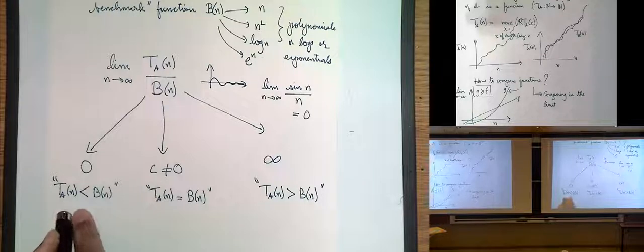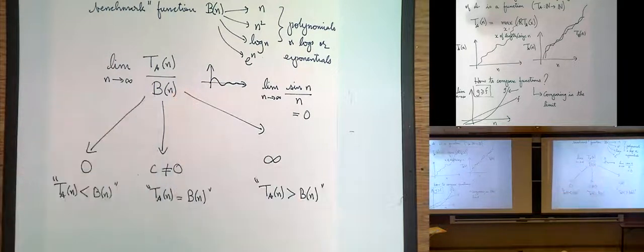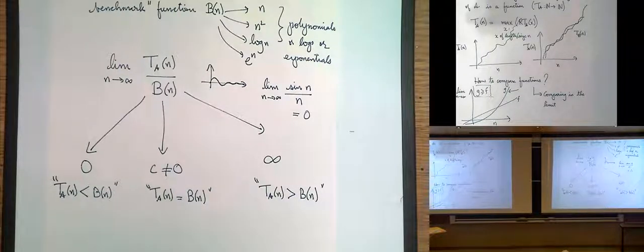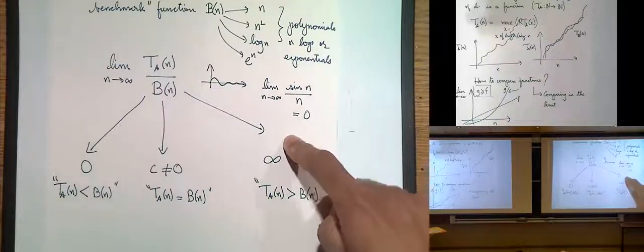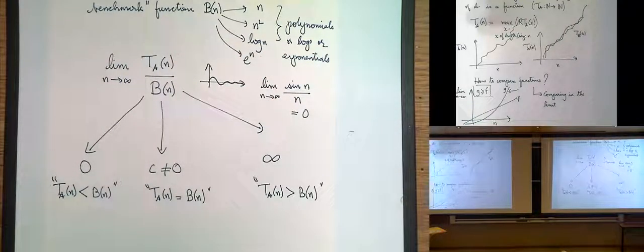But the intuition is if the limit goes to 0, that means the rate of growth of Bn is much larger. So the benchmark is much higher than your function. If the limit is non-zero, but it's a constant, then the rates of growth are basically the same. And in the third case, the rate of growth of T of n dominates the rate of growth of the benchmark. So T of n is larger.